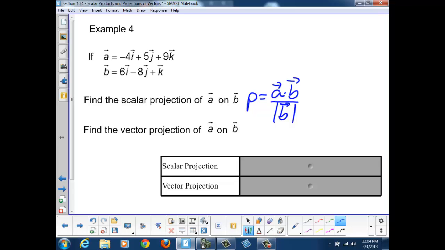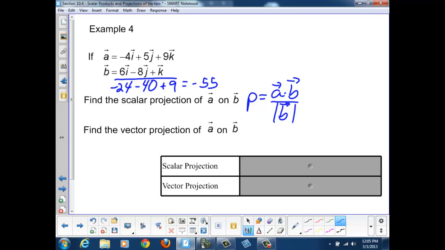So our dot product, if we remember, is just the sum of the products of each component. So the product of the i components is -24, minus the product of the j components, which is -40, plus the product of the k components, which is 9. So we get -64 plus 9, which gives me -55.